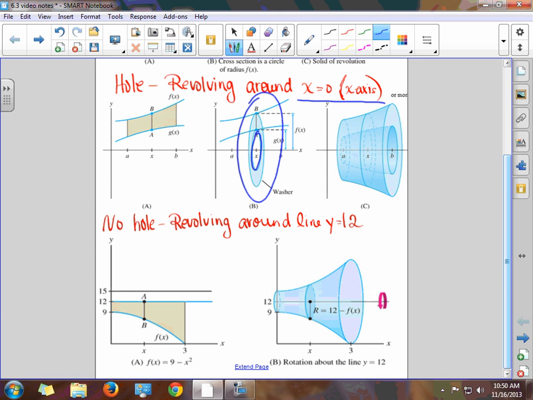All right, another type that we're going to look at is where you could have a hole or not have a hole, actually. I gave you a picture with no hole, but now you're revolving around a different axis. So this would be the line y equals 12. We could also do all of these things with respect to y, and then everything would just be flipped vertically. But let's look at some of these special cases.